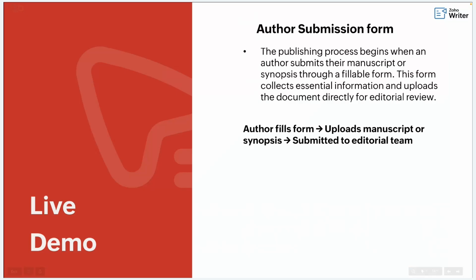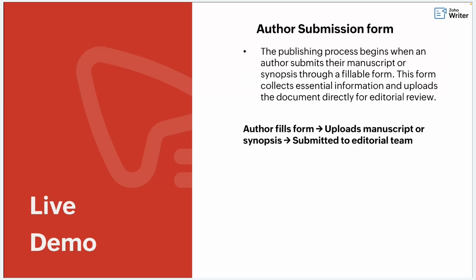But before moving to the publishing workflow in action, let's start with something simple yet powerful, which is fillable forms in Writer. These forms are fully customizable and can be embedded directly into your website, allowing contributors, authors, or clients to submit content or information without ever leaving your site. You can include text fields, drop-downs, checkboxes, and even file uploads, all of which are securely stored and tracked in real time. That's a great feature, Gautam, especially for publishing houses.